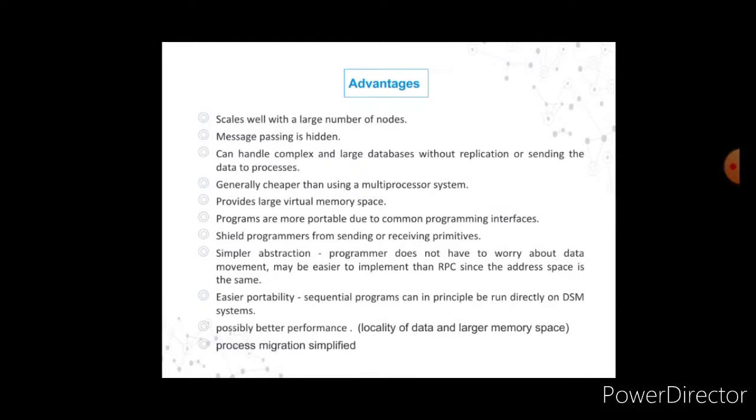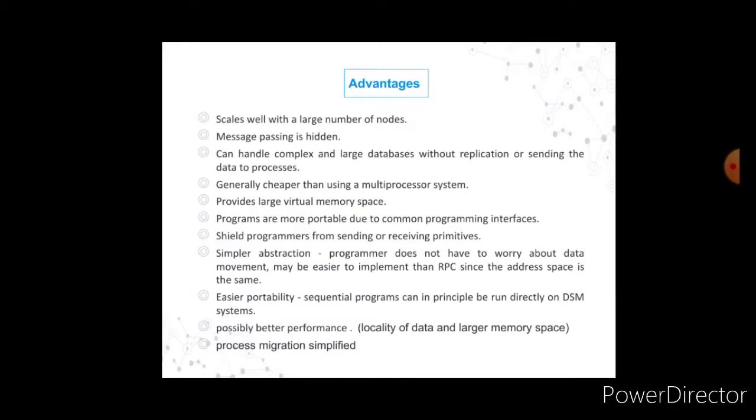And now let us see the advantages of distributed shared memory. The main advantage in DSM is high data movement, and it provides a similar abstraction for shared data. Programmers do not need to worry about memory transfer between machines like when using the message passing model.